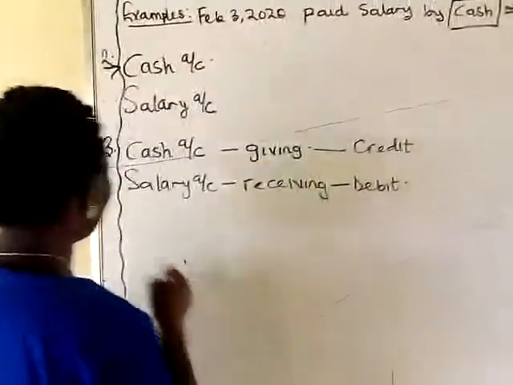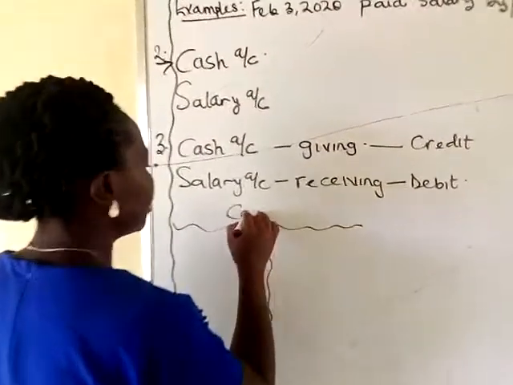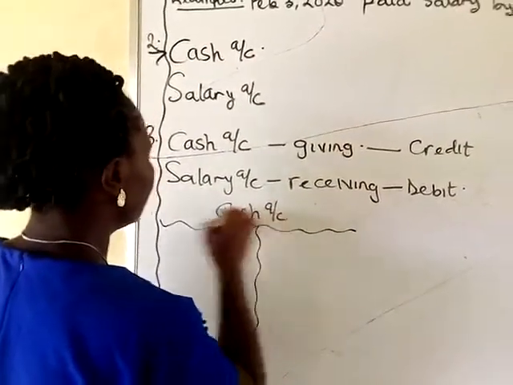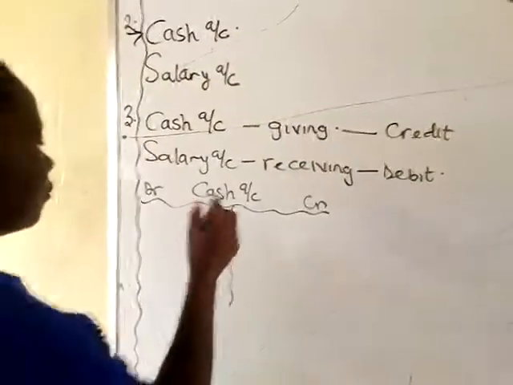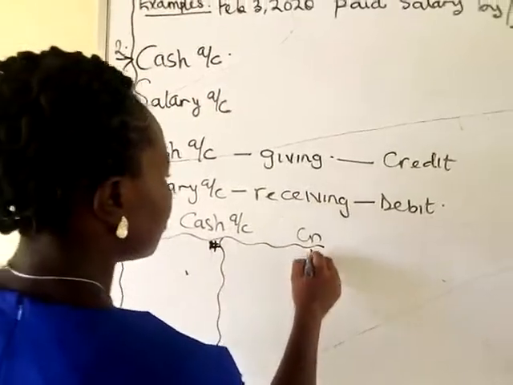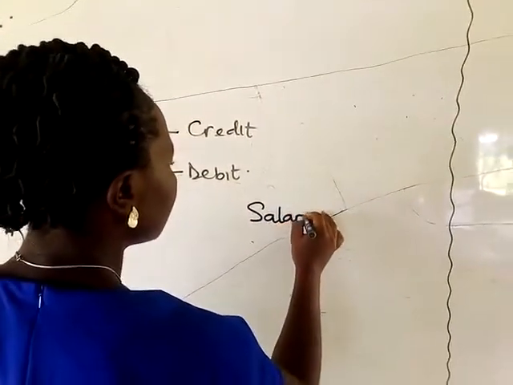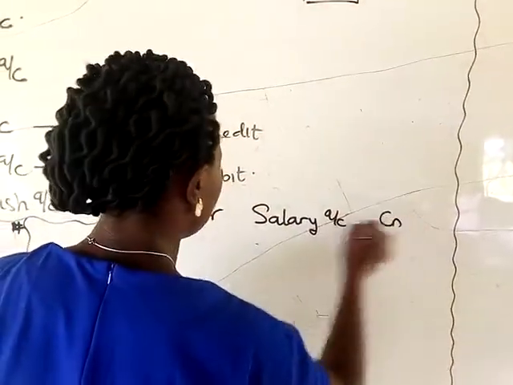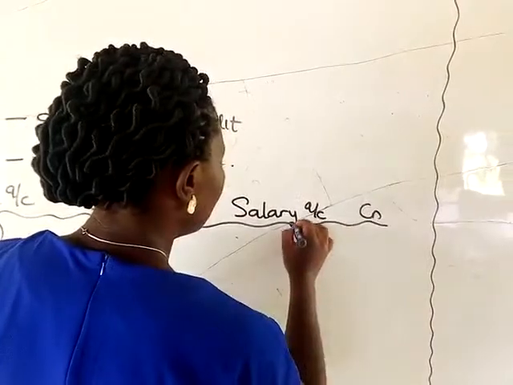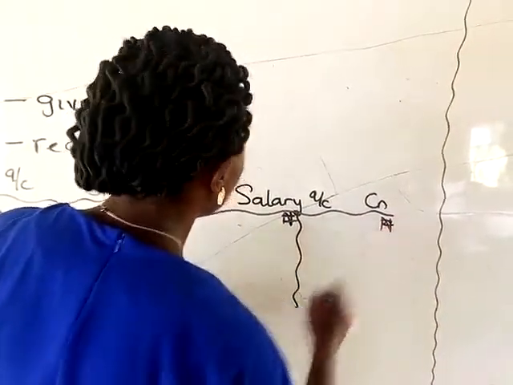So the last step, you draw your ledger. I have my cash account, debit, credit. Don't forget your Naira symbol. I also have my salary account, debit, credit. Your debit will always be to the left and your credit to the right.